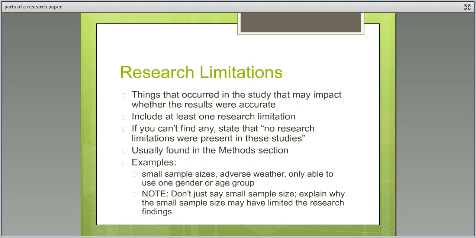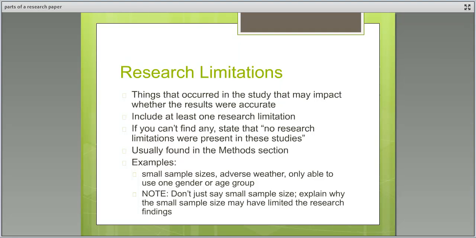The last thing in the rubric that you will be graded on is research limitations. Remember, these are things that occurred in your studies that may impact whether the results were accurate. Include at least 1 research limitation. If you absolutely cannot find any in your papers, state that no research limitations were present in these studies, but you do have to mention research limitations in order to get credit for that section.